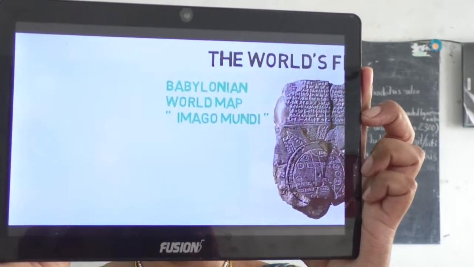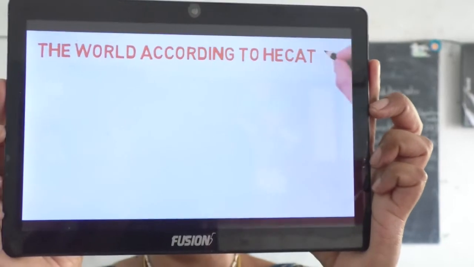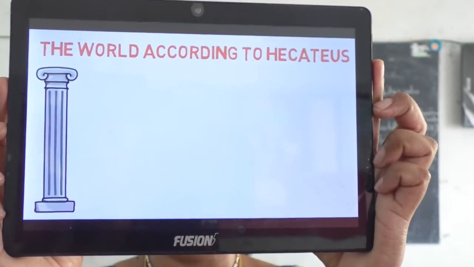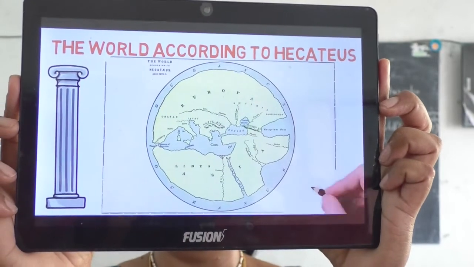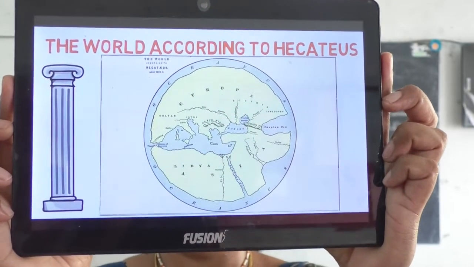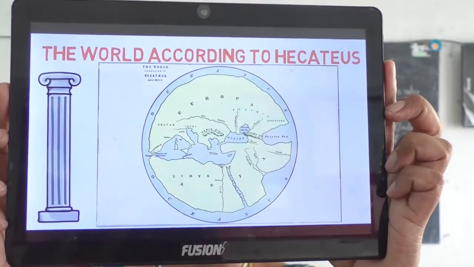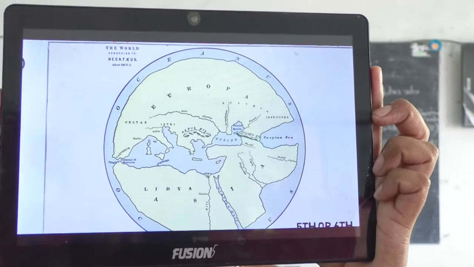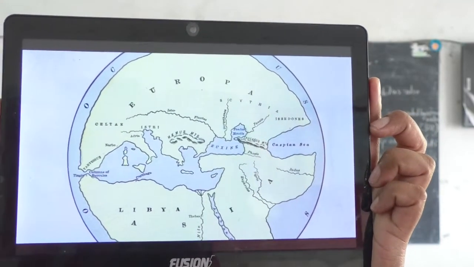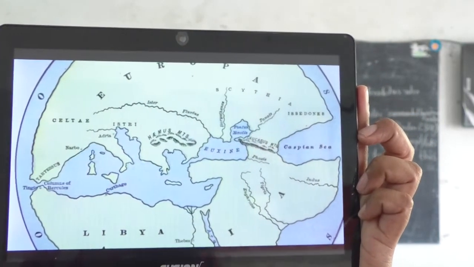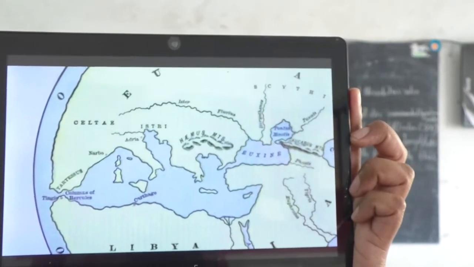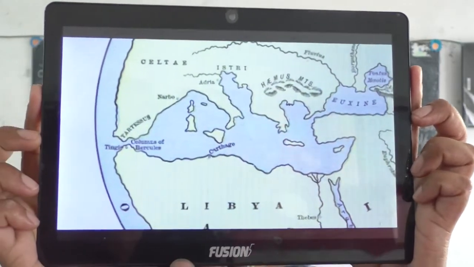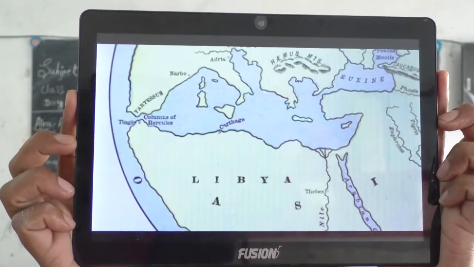One of history's more graphically pleasing first maps is this one, The World According to Hecataios. Hecataios of Miletus was a Greek historian and geographer. He made this map in the 5th or 6th century BC. Hecataios divides the world into 3 parts, Europe, Asia, and Libya, centered around the Mediterranean Sea, or especially centered in Greece.